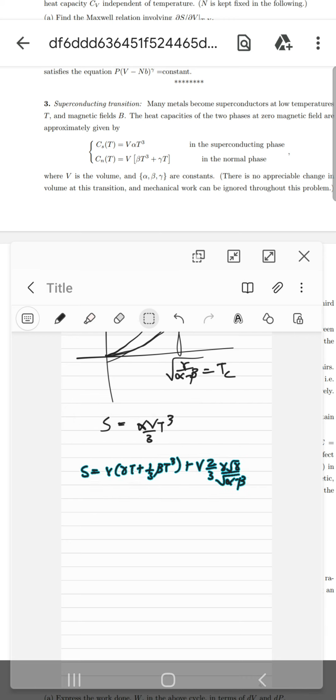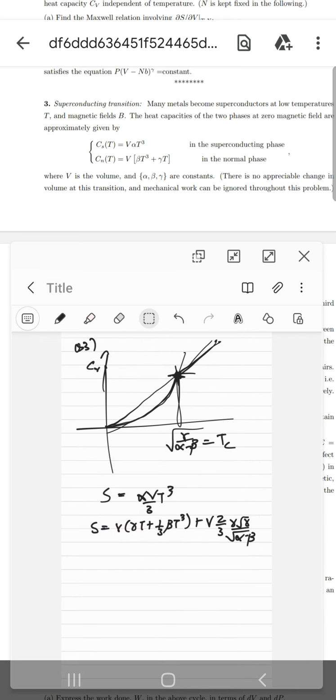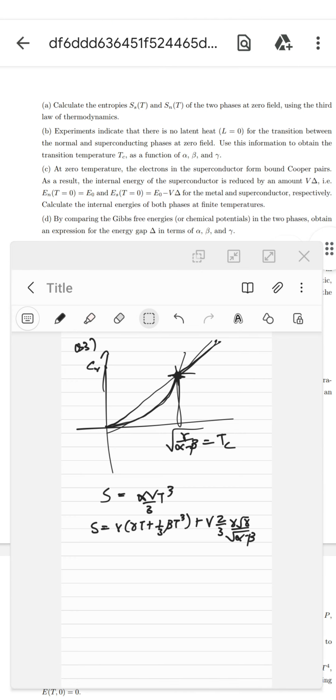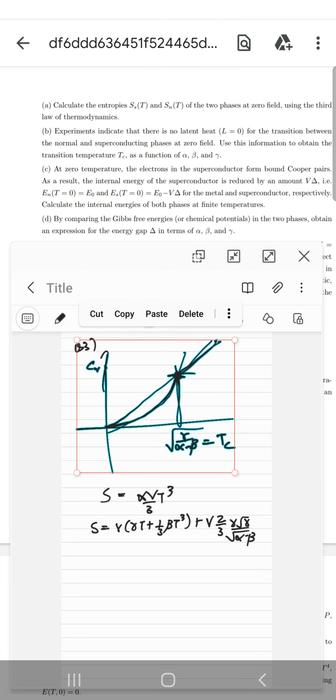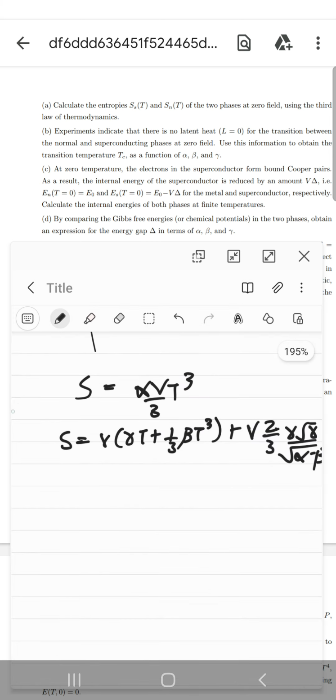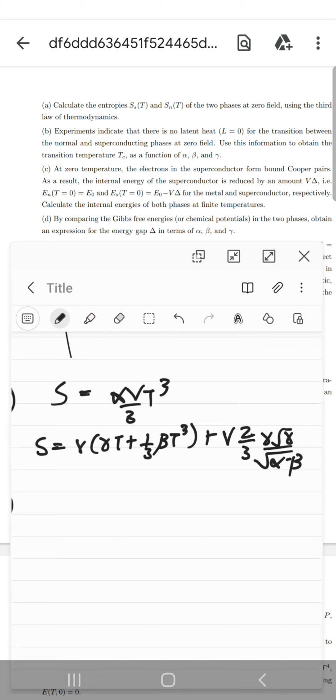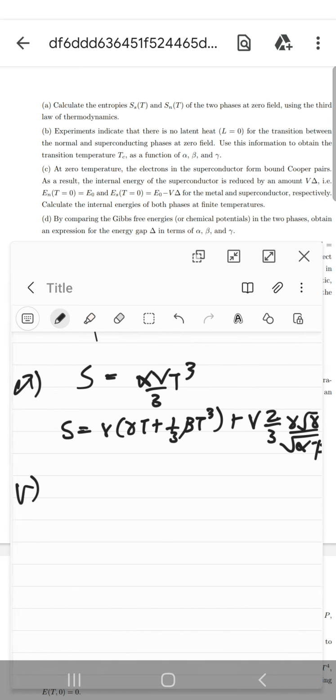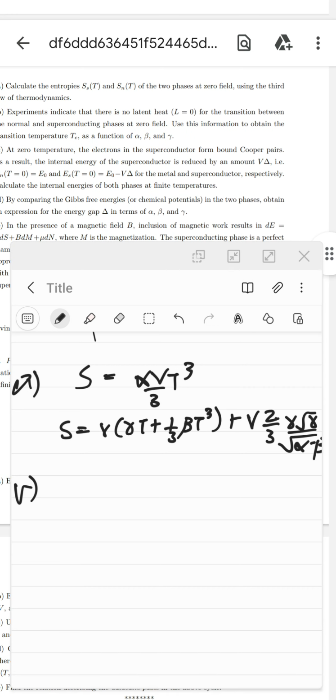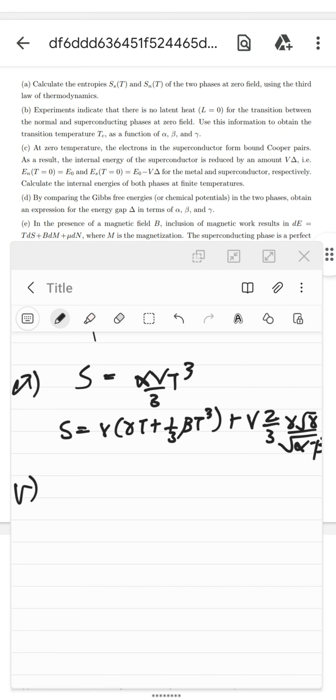Amazing. So now you have your two equations. So that's like part A, I think. Yes. So part A is done. What's part B? Notice that these equations are like solid because you can actually calculate everything. Experiments indicate that there is no latent heat for the transition between the normal and conducting phase at zero field. Use this information to obtain the transition temperature as a function of alpha, beta, and gamma.